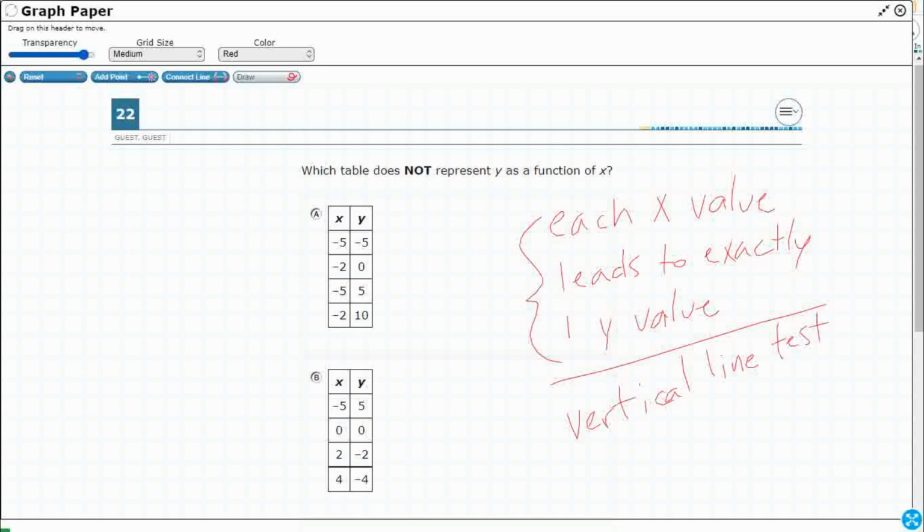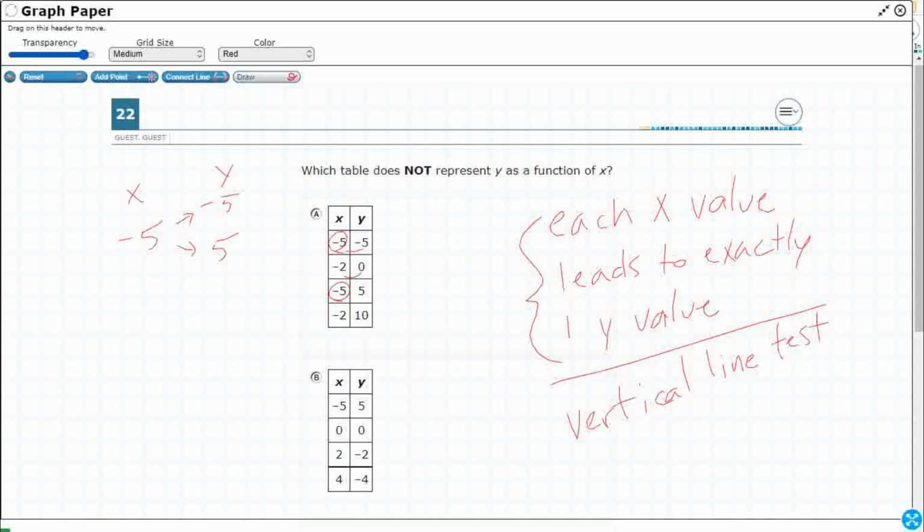All right, so I've got -5 leading to -5. I've got -2 leading to 0. Look at this first one immediately right here. I've got -5, right? So -5 goes to both -5 and to 5. Okay, that's a problem. So I've got an x value, -5, that leads to two different y values, both -5 and 5.